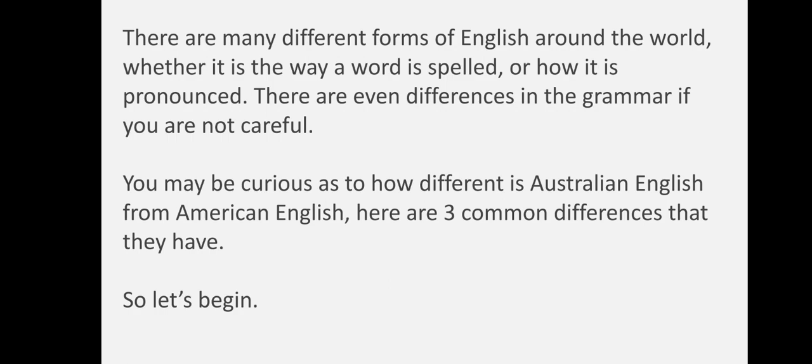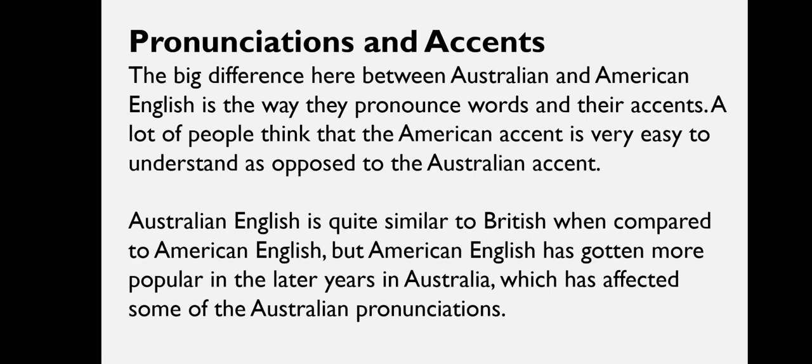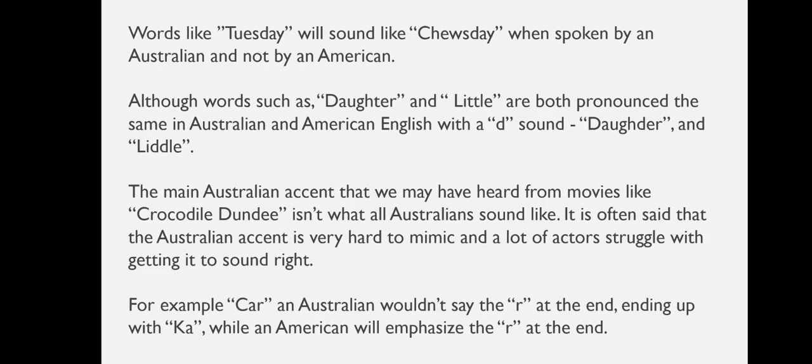So let's begin. Pronunciation and accents. The big difference here between Australian and American English is the way they pronounce words and their accents. A lot of people think that the American accent is very easy to understand as opposed to the Australian accent. Australian English is quite similar to British when compared to American English. But American English has gotten more popular in later years in Australia, which has affected some of the Australian pronunciations.